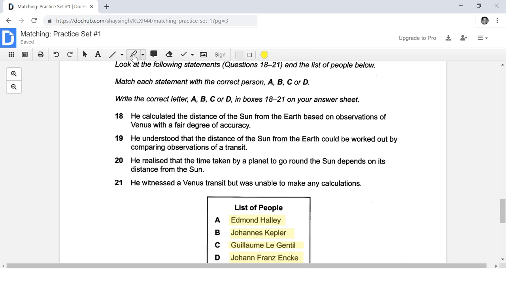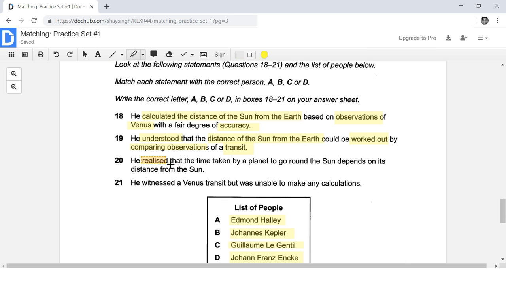So a good way to do this would be to simply mark the keywords in the questions. Let's go ahead and do that. Number 18 talks about calculating the distance of the sun from the earth based on observations of Venus, and it's quite accurate with a fair degree of accuracy. Number 19 says something about understanding the distance of the sun from the earth could be worked out. Synonym for could be measured or could be calculated. Could be worked out by comparing observations of the transit.